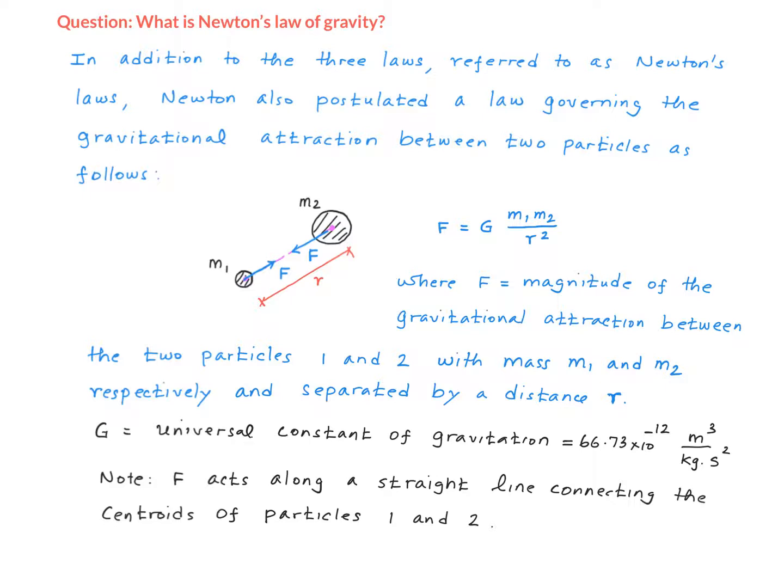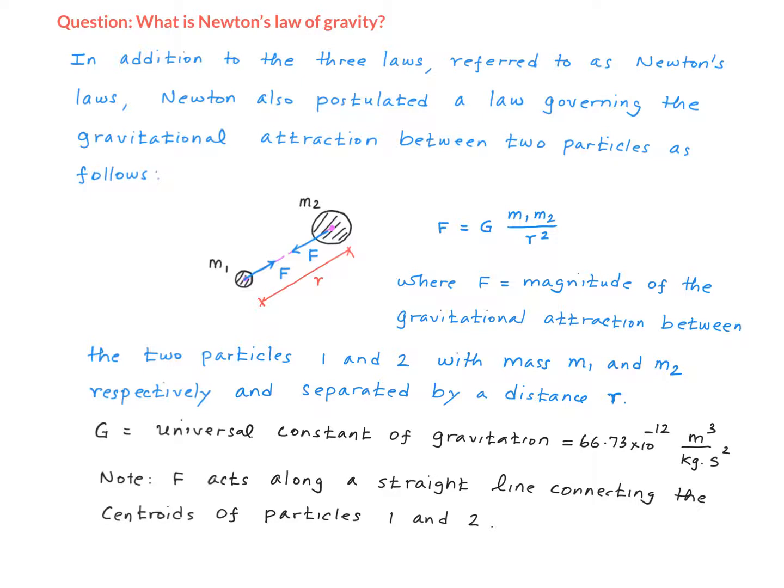G here is what is called the universal constant of gravitation, and it has a value of 66.73 times 10 to the minus 12 meter cubed over kilogram times second squared. So these are the units of this universal constant of gravitation. Don't worry too much about the units here because we're going to be discussing units in detail in the next video. So this equation gives the magnitude of F, and what is the direction of F?